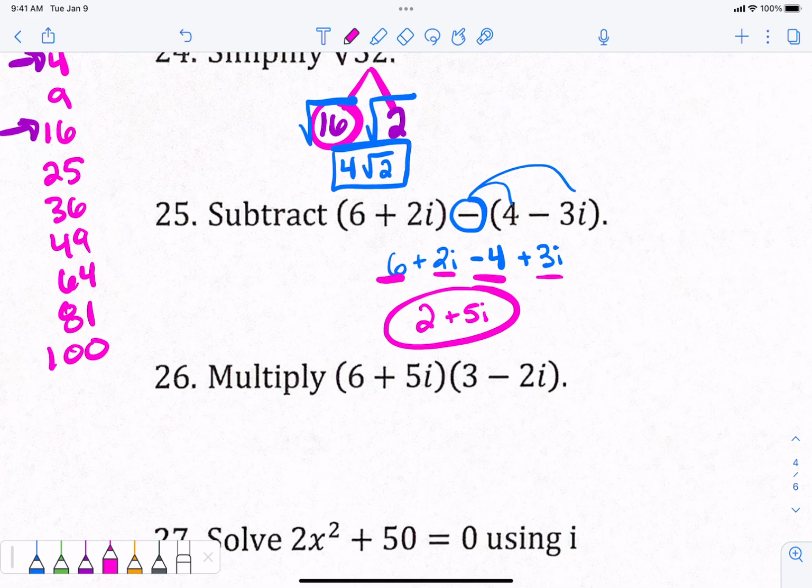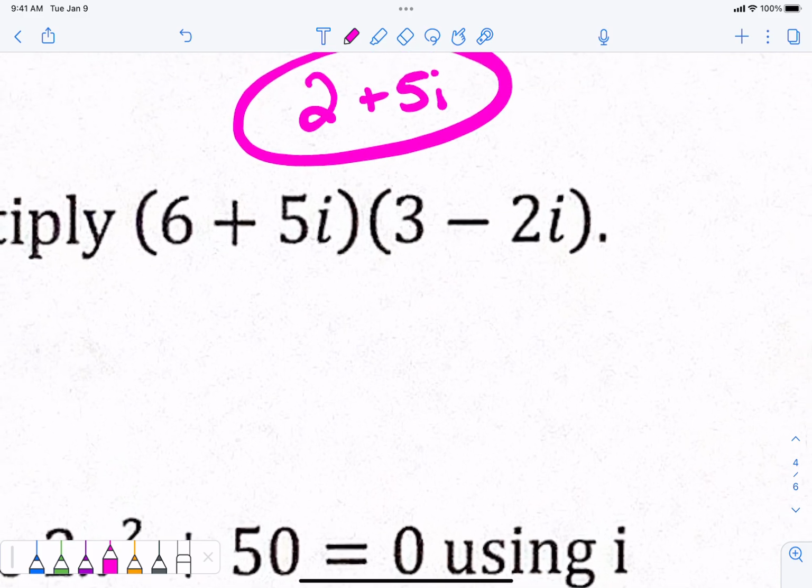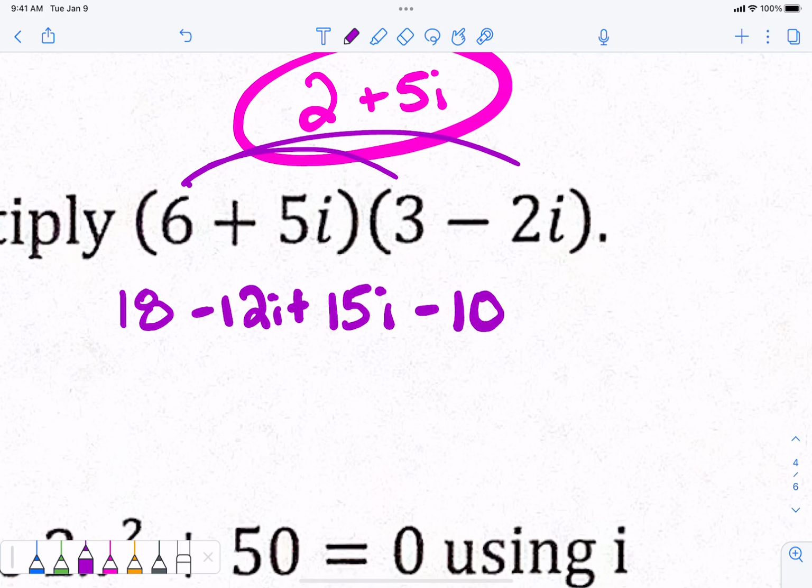Yeah. Okay, multiply. How do I multiply? Distribute it. Or distribute, like foil, right? Yeah. So 6 times 3 is 18. Minus 12i plus 15i. And what's 5i times -2i? Minus 10i squared.